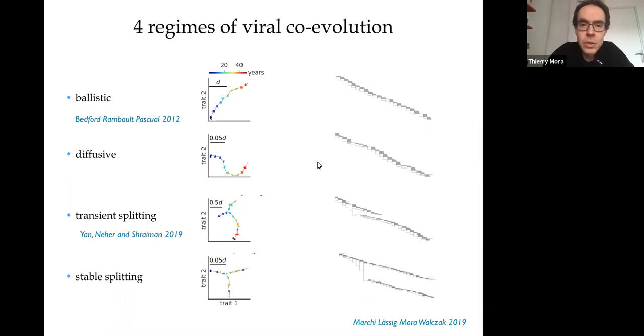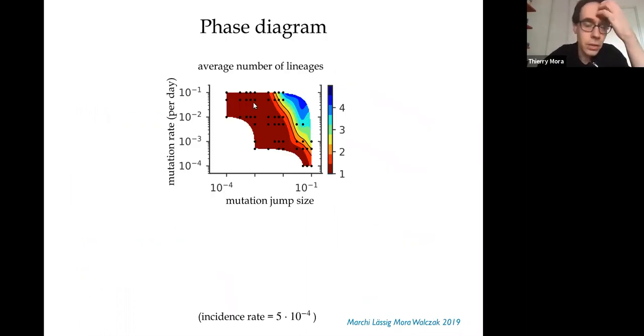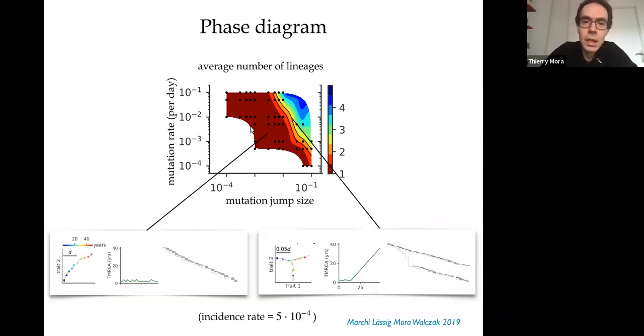So what parameter range supports these different types of behavior? You can actually draw some sort of a phase diagram and look at different quantities. Here I'm showing the average number of lineages as a function of mutation rates and the typical mutation jump size. And you can see a region where you get this processive linear evolution versus some other region of the space where you get these stable splits, for instance, right?